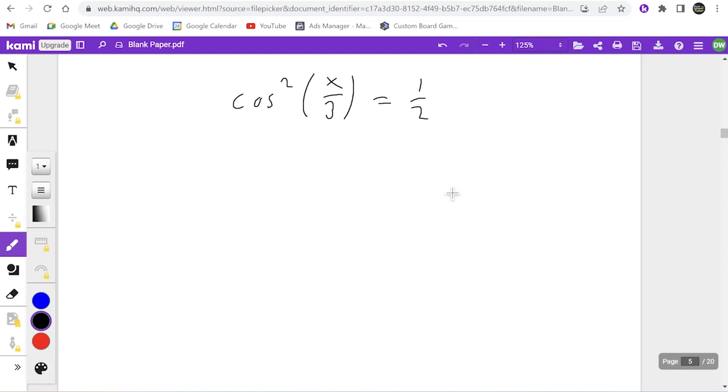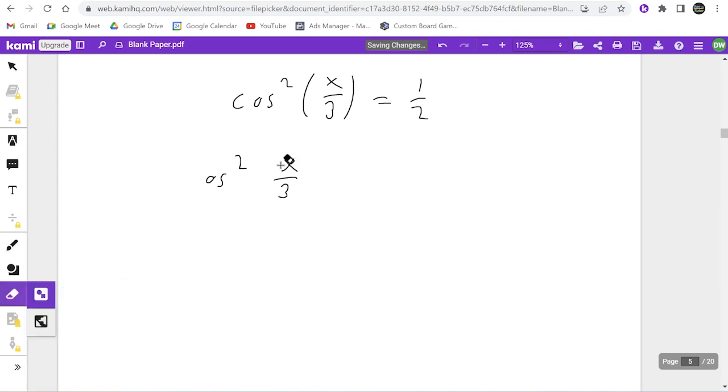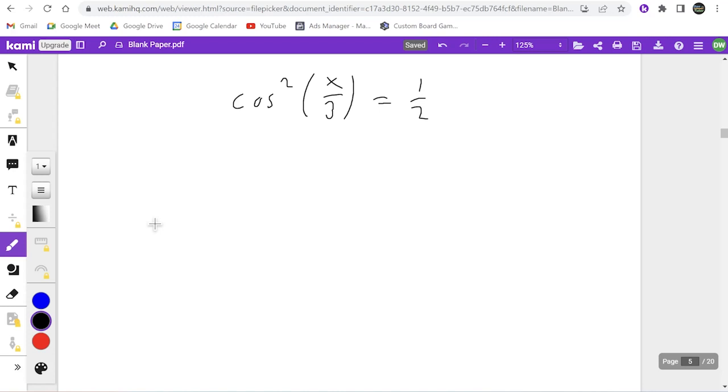Maybe you've noticed by now that whenever I have, for instance, cosine squared of, let's say, 3x, I get more solutions. And whenever I have x over 3, it's in the denominator, I get less solutions. So maybe you're already thinking I'm going to have less solutions than normal. You would be correct. And if you don't know what I'm talking about, just be prepared when we don't actually have that many solutions here.